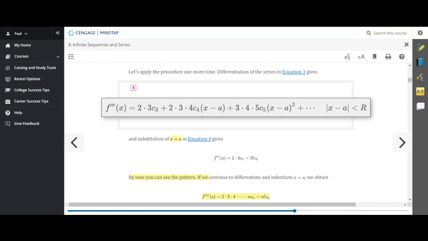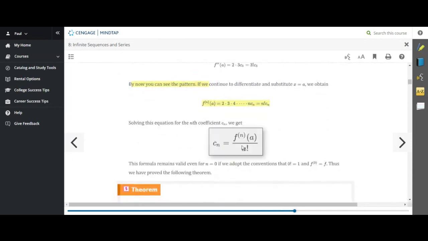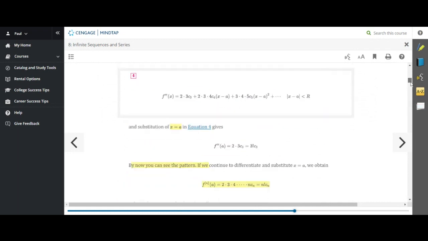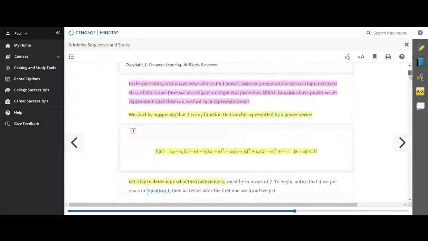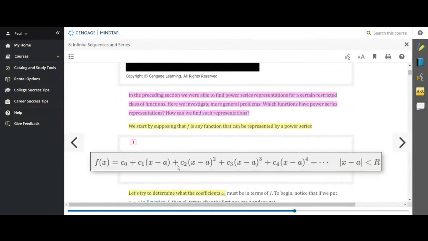You know, and so in general, the coefficient, so like 4, hold on.